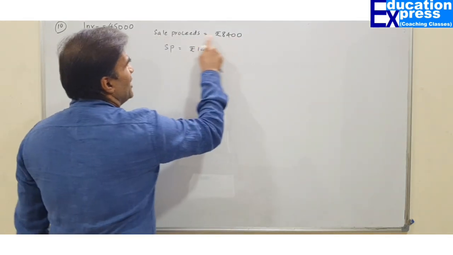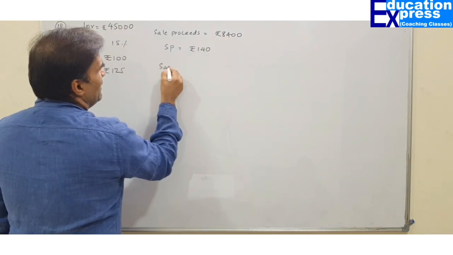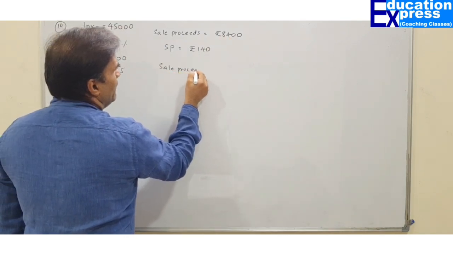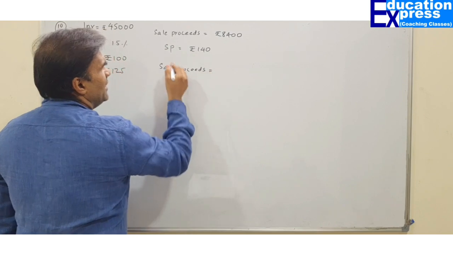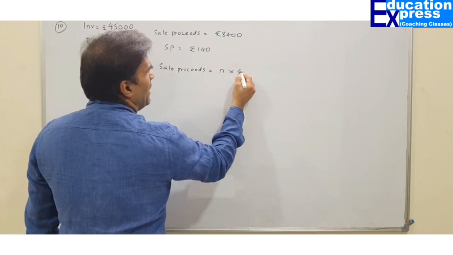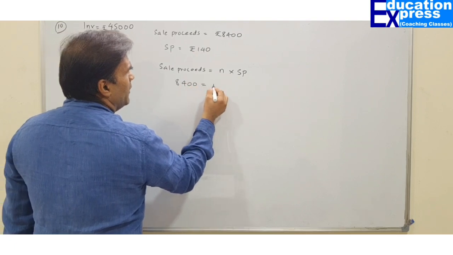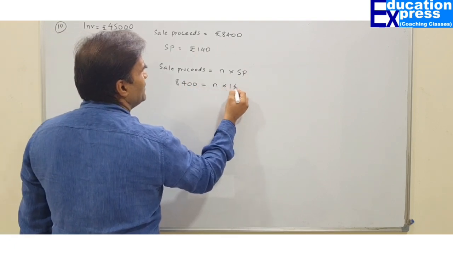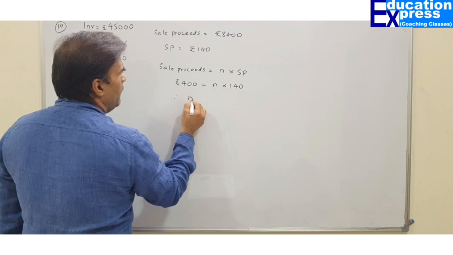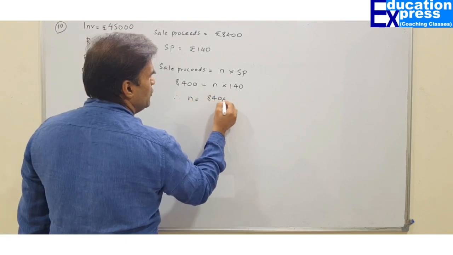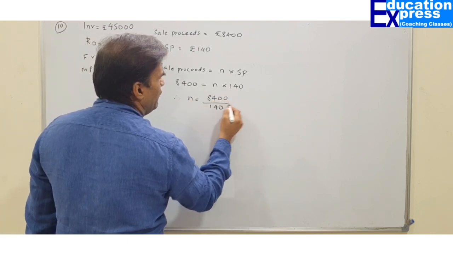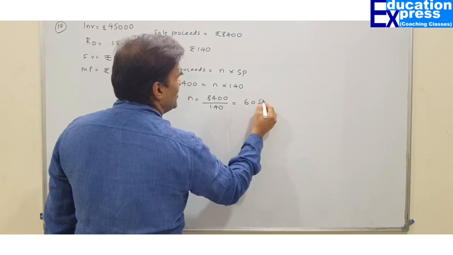Since sale proceeds are given to us, we can say sale proceeds, the money collected from sale of shares, is number of shares multiplied by selling price. 8,400, number of shares not known, selling price 140. Therefore, number of shares will be 8,400 divided by 140. That gives me 60 shares.